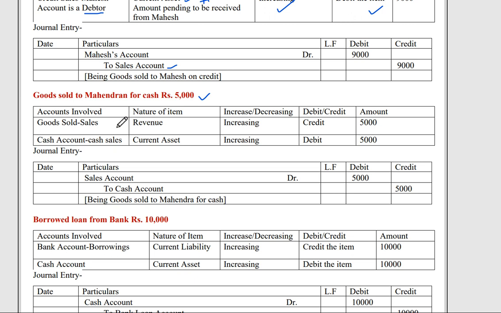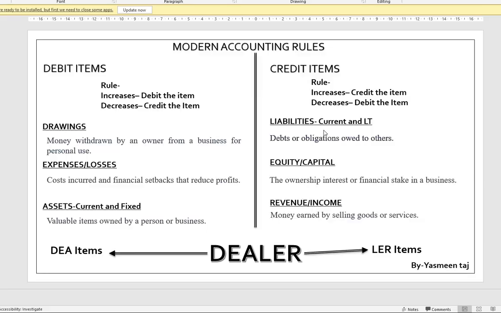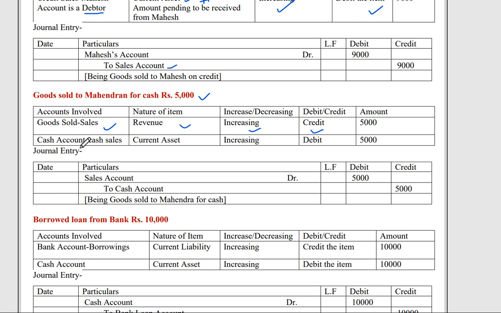Now we have sold it to him, that is affecting a sales account, which is a revenue item like previous one only. When revenue is increasing, we need to credit that as per the rules. Here we are using the word cash account. Why not Mahendran account? Because it's a cash sales. If it is a credit sales, we could have used Mahendran account, a person or entity name, but it is a cash sales. Hence there is no need of remembering Mahendran or anybody.